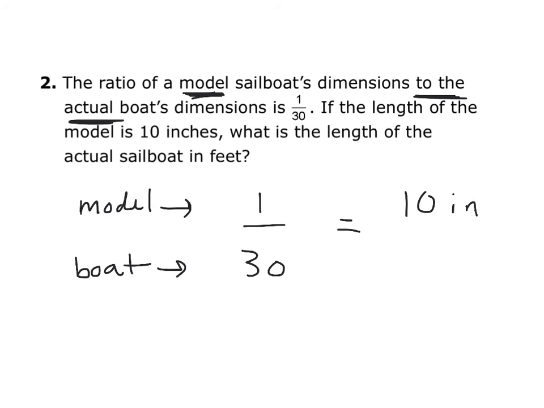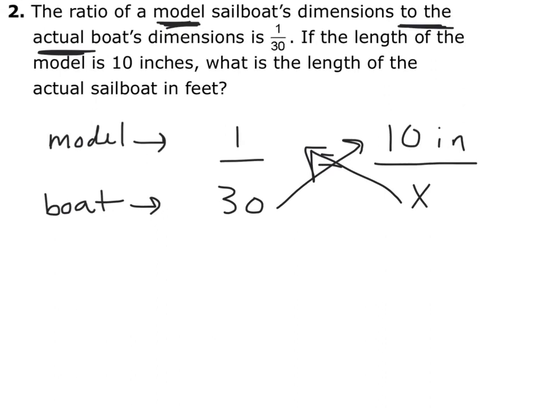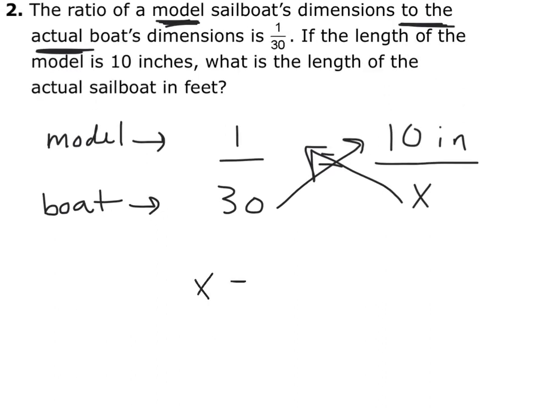How do we find the actual length of the sailboat? What's going to go on the bottom of our fraction here? X, because that's what we're trying to find. So what do we need to do to solve for x? Cross multiply. So we get x is equal to 300. 300 what?